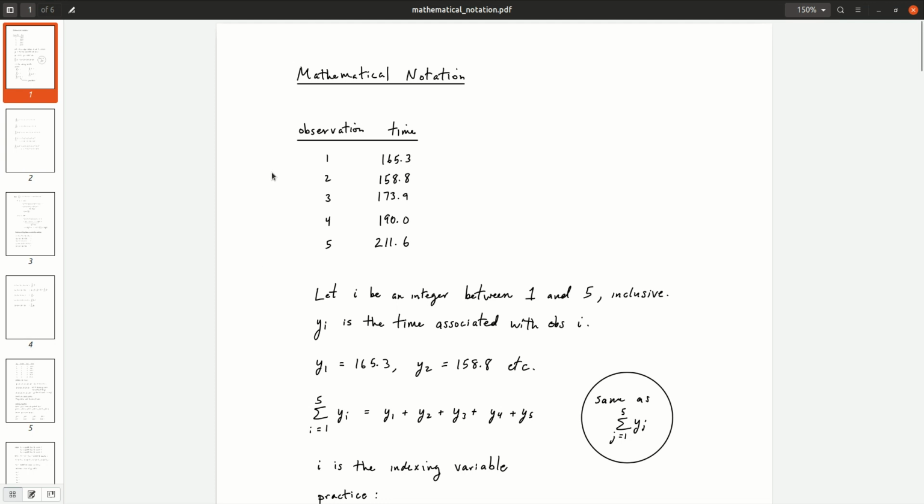In this video, we're going to be talking about mathematical notation, specifically the idea of using subscripts and summation notation and what I'm calling indexing functions. So I want you to think about this topic as learning a new language.